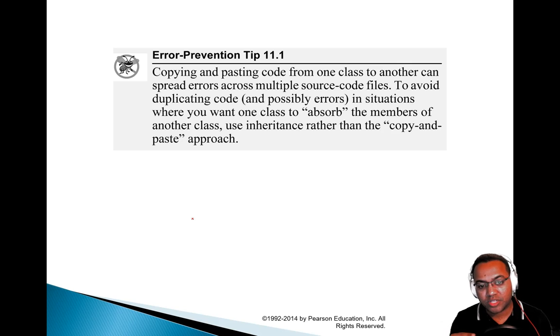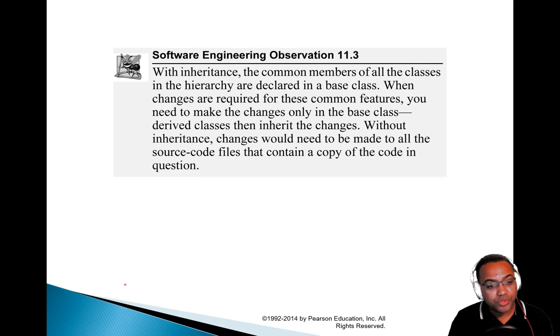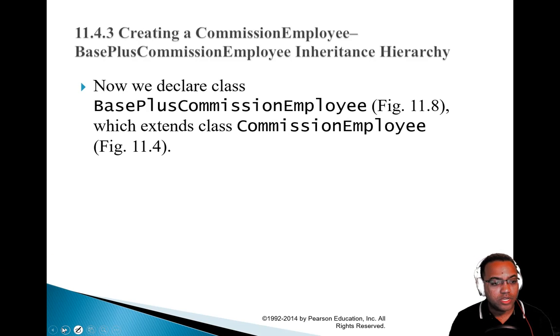Copying and pasting code from one class to another can spread errors across multiple source code files. This is why we don't do it. To avoid duplicating code and possibly errors, in situations where you want one class to absorb the members of another class, use inheritance rather than the copy and paste approach. With inheritance, the common members of all classes in the hierarchy are declared in a base class. When changes are required for these common features, you need to make the changes only in the base class. Derived classes can then inherit the changes. Without inheritance, changes would need to be made to all source code files that contain a copy of the code in question. So, now we need to declare base plus commission employee : commission employee.